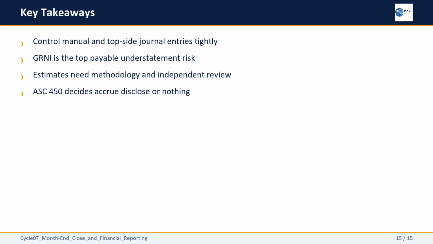The revenue side and your reserves rest on estimates, which means methodology, documentation, and independent review are your protection against management bias. And when a loss looms, the ASC 450 framework tells you whether to accrue, disclose, or do nothing, while gain contingencies are never accrued. Carry these instincts into the next section.